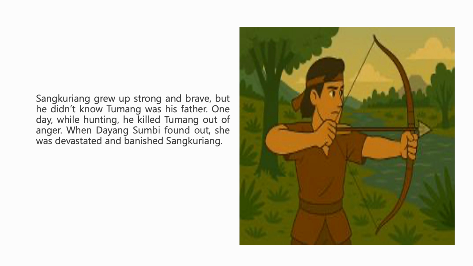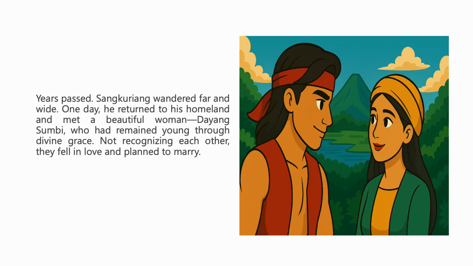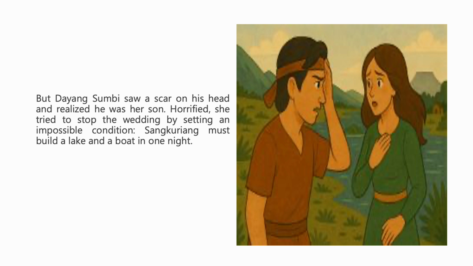One day, while hunting, he killed Tumang out of anger. When Dayang Sumbi found out, she was devastated and banished Sangkuriang. Years passed. Sangkuriang wandered far and wide. One day, he returned to his homeland and met a beautiful woman, Dayang Sumbi, who had remained young through divine grace. Not recognizing each other, they fell in love and planned to marry. But Dayang Sumbi saw a scar on his head and realized he was her son.